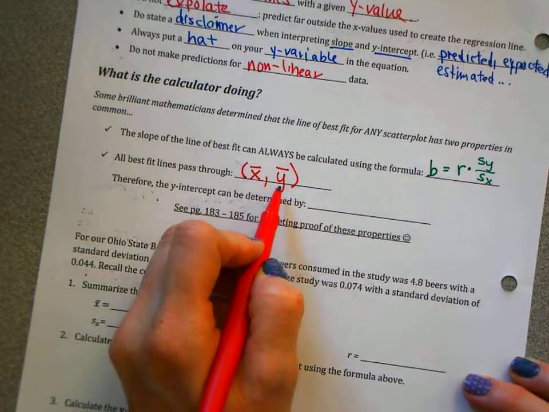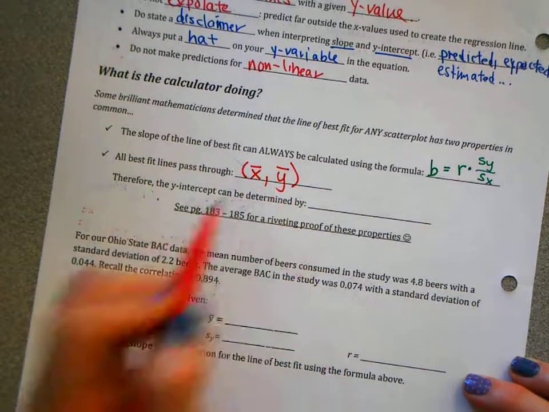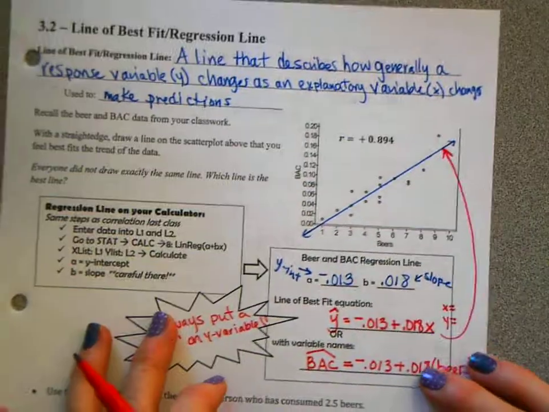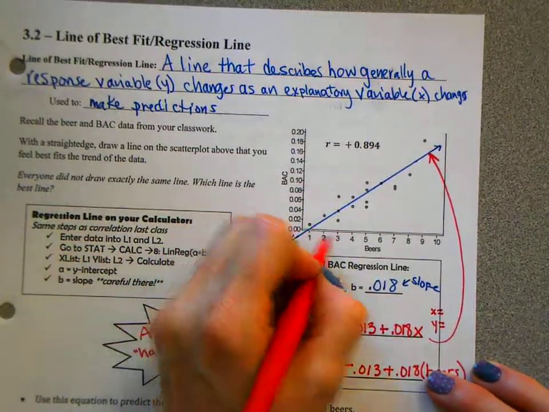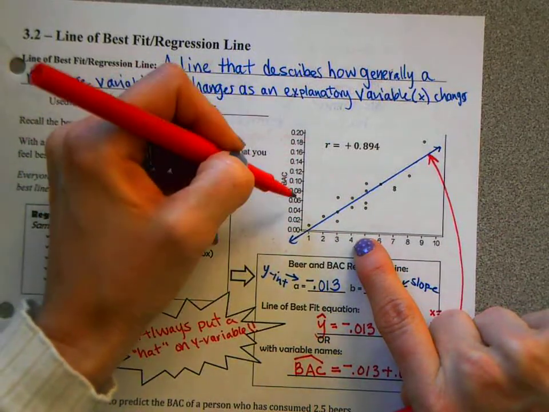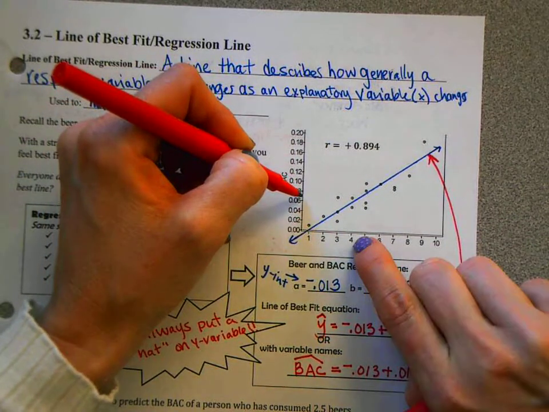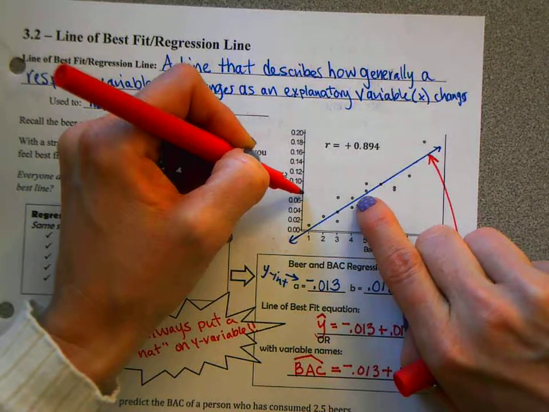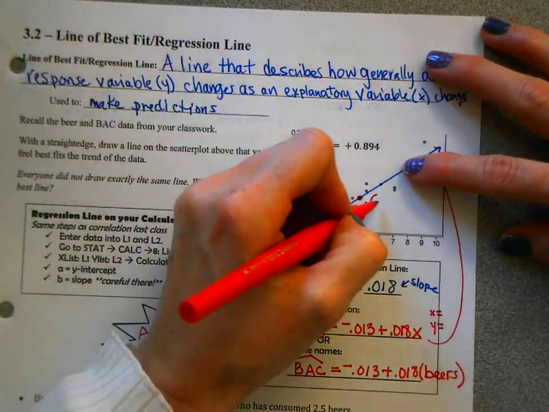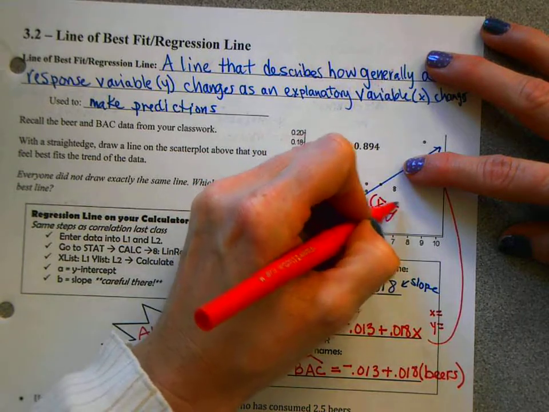Let me show you that with our beer and blood alcohol content. The average number of beers that were consumed was actually 4.8, so about here-ish, and the average blood alcohol content was a little over 0.07. If you go up to your line and over from 0.07, you should get right on the line of best fit. So when you drew your line, you were going through the average of the two data sets.